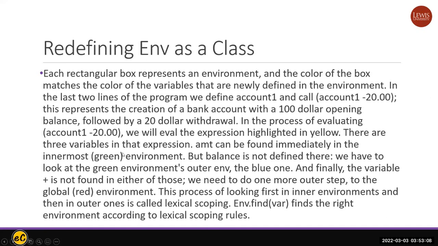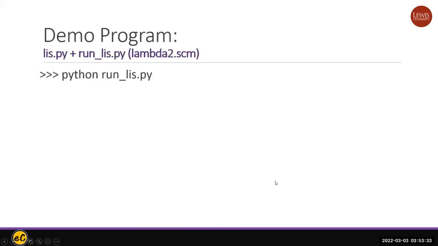There are 3 variables in the expression, and the amount can be found immediately in the green environment. So you search from the global, local. If local doesn't have it, you go back to search your blue. If blue doesn't have it, you go back to search your red one. That's the global environment. So that's the rule: using find to find the closest lexical environment.